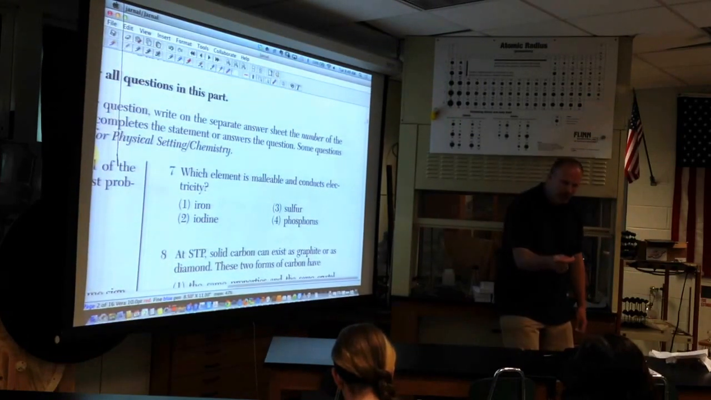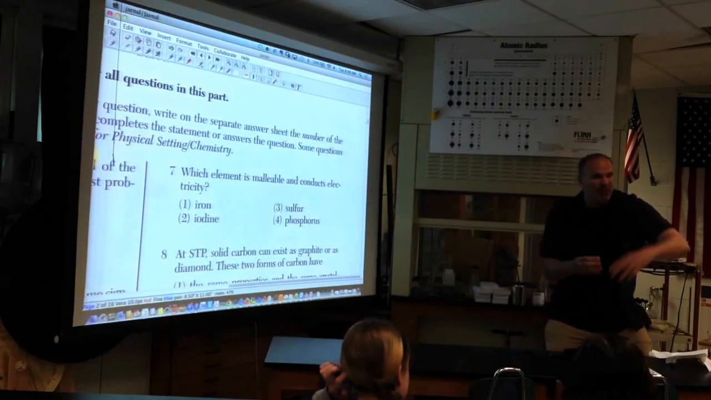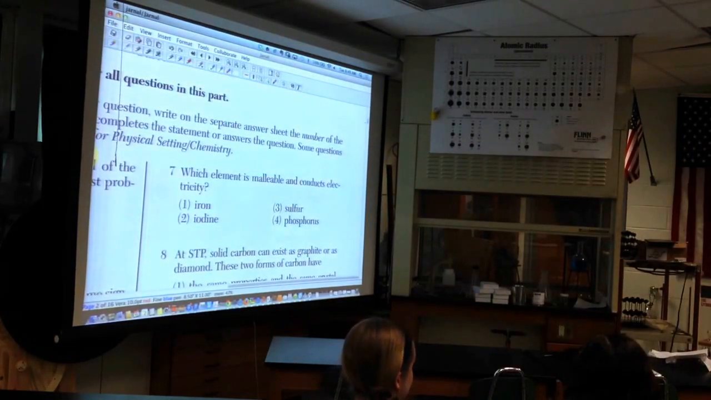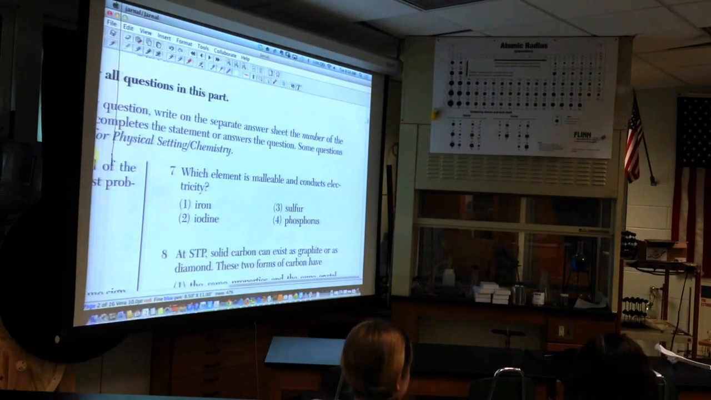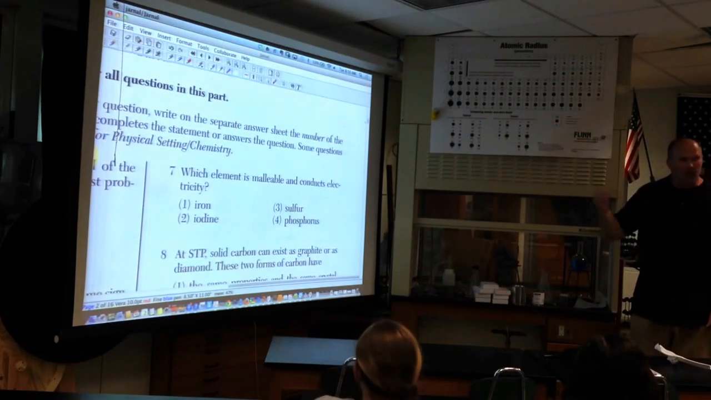If I put a negative here, and my electrons are free to move, they're repelled by the negative. And these electrons that moved, guess what? They repel the other ones, and charge gets conducted. But in a nonmetal scenario, where I'm holding electrons tightly, my electrons aren't free to move, so they can't conduct. So this is a what? Property of metals.